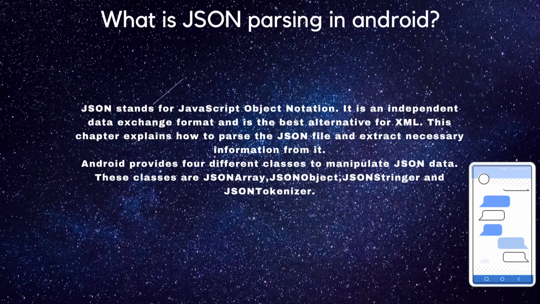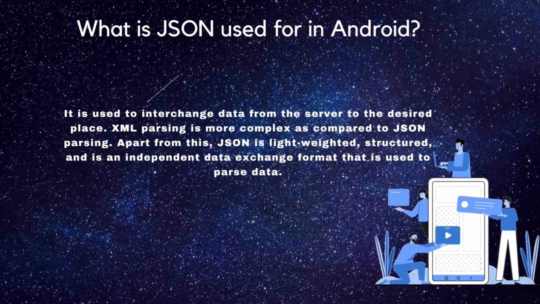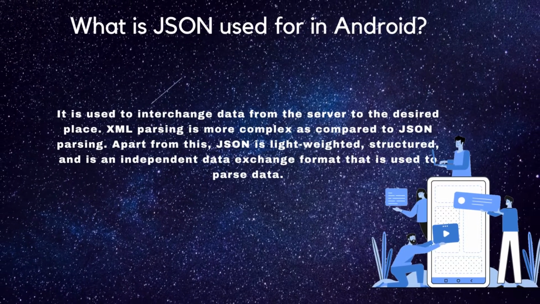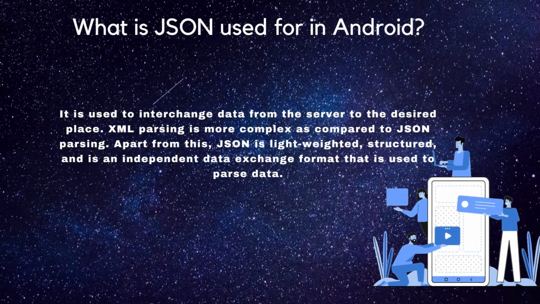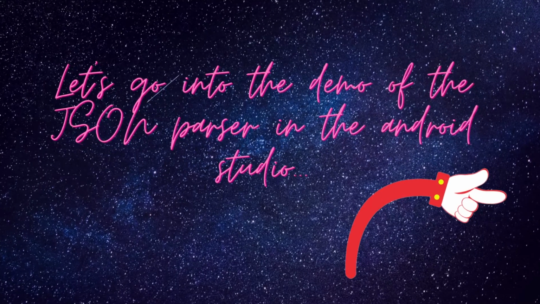What is JSON used for in Android? It is used to interchange data from the server to the desired place. XML parsing is more complex as compared to JSON parsing. Apart from this, JSON is lightweight, structured, and is an independent data exchange format that is used to parse data. Let's go into the demo of the JSON parser in Android Studio.